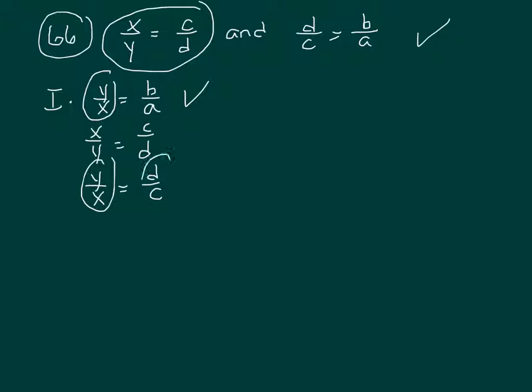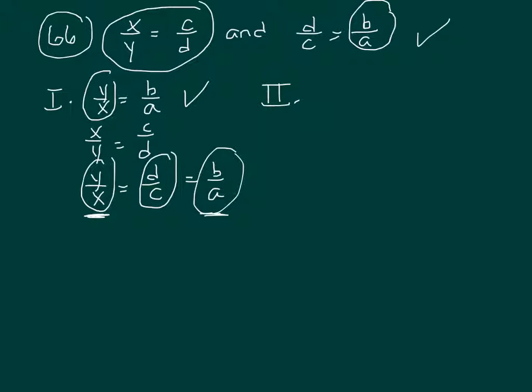But what's another name for d over c? D over c is b over a. So we've got it. Y over x equals b over a. So we know Roman numeral 1 works. Now let's look at Roman numeral 2. Roman numeral 2 says x over a. We're trying to show x over a equals y over b.